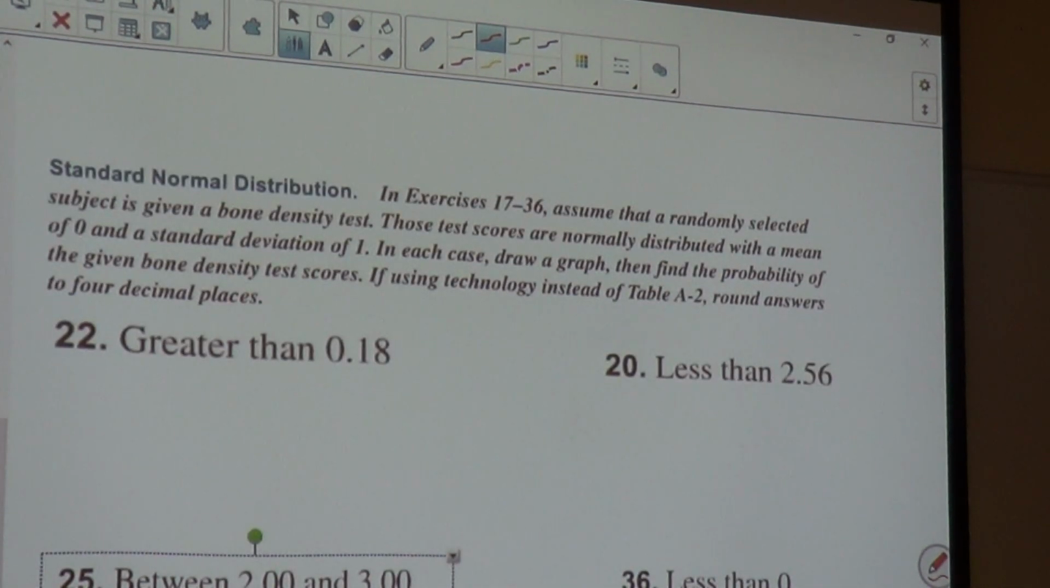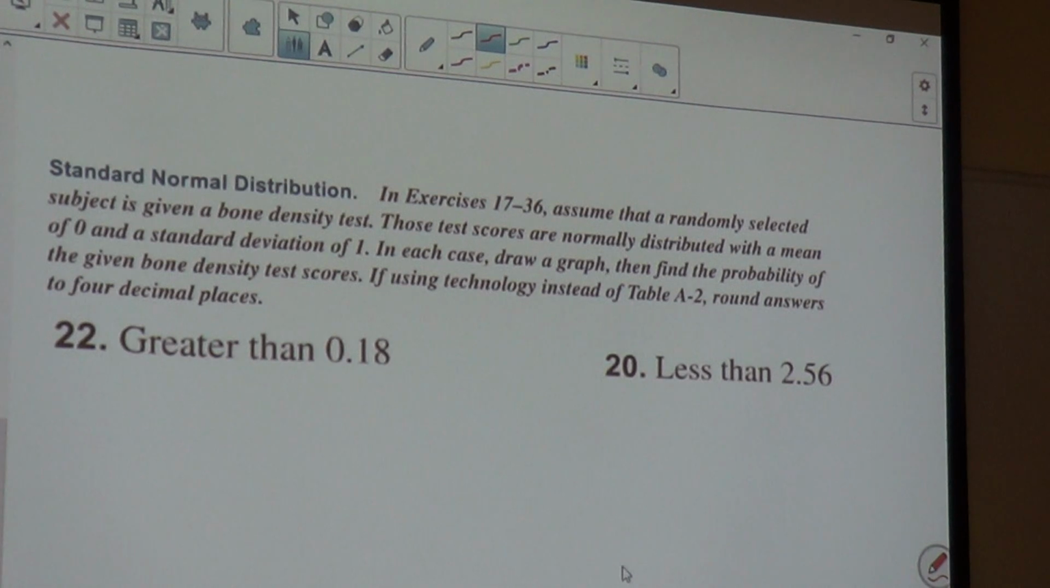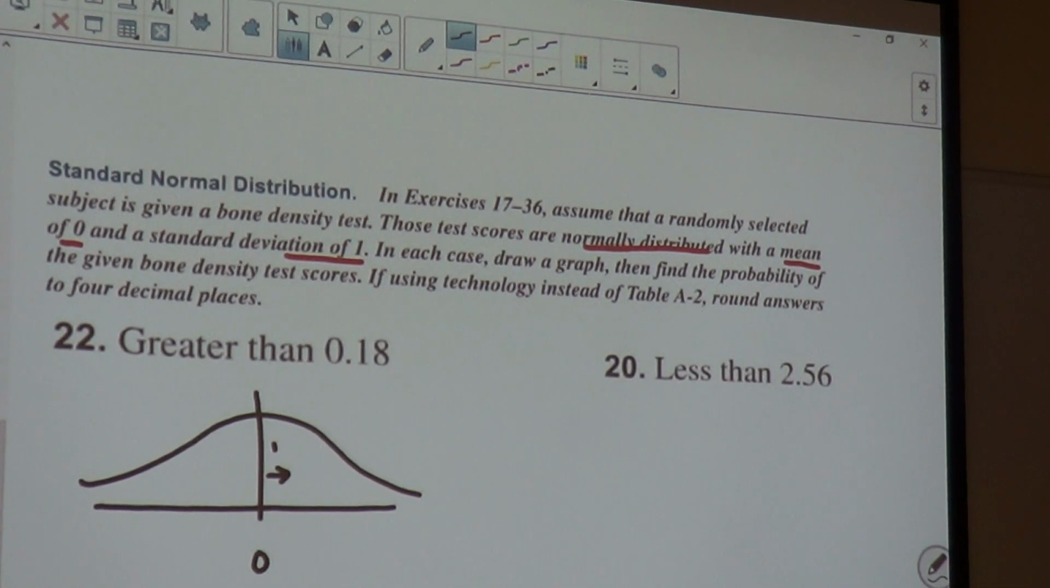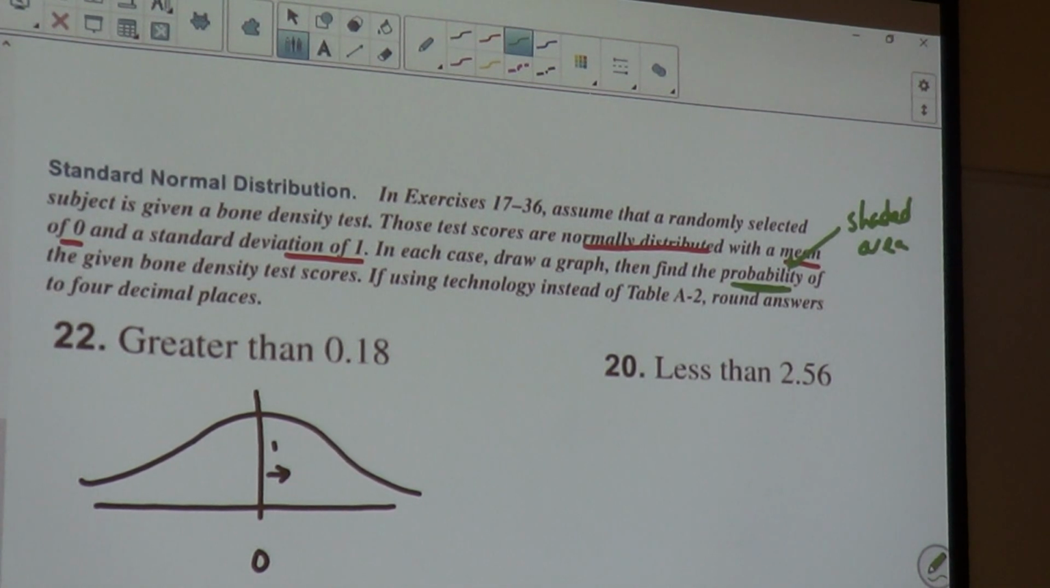Now, this is where they don't give you a picture. It says, assume that somebody was selected for a bone density test. They have a normal distribution with a mean of 0 and a standard deviation of 1. So they're telling me that it's going to be a standard normal curve. Find the probability. So they're telling me to find the shaded area. Okay. Area under the curve is the probability.